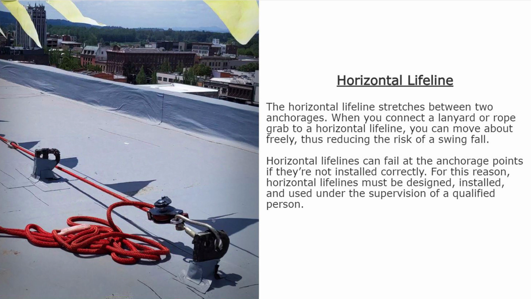The horizontal lifeline stretches between two anchorages. When you connect a lanyard or rope grab to a horizontal lifeline, you can move about freely, thus reducing the risk of a swing fall. Horizontal lifelines can fail at the anchorage points if they're not installed correctly. For this reason, horizontal lifelines must be designed, installed, and used under the supervision of a qualified person.